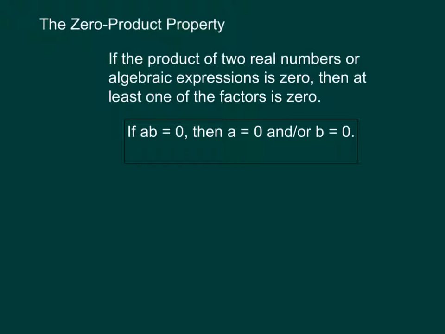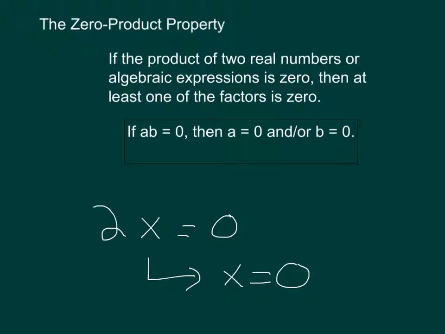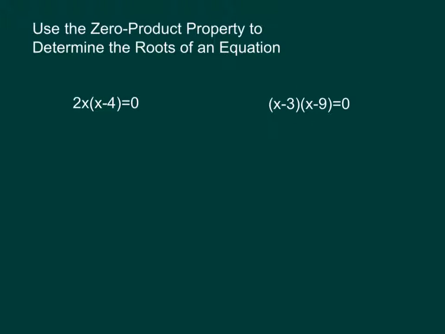Whenever you're multiplying anything together, such as 2 times x, and you end up with 0, well, we know that the only way to multiply and get 0 is if the first number is 0, which it isn't, or if the second number is 0. And so if 2x equals 0, we're able to confirm that x has to equal 0. This is the big key, and that's what we're going to use many times today. We can use the zero product property to determine the roots of an equation. Roots is the name that's given to a solution, or all of the solutions, to a polynomial equation.